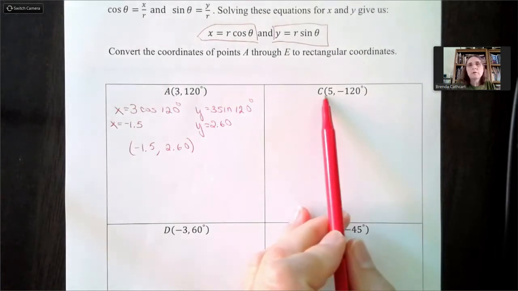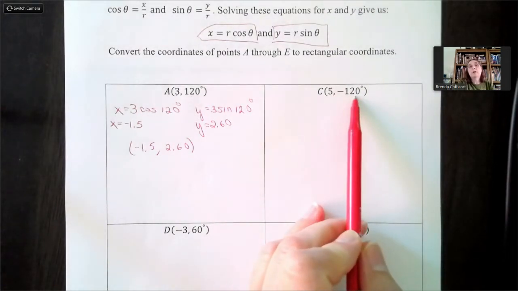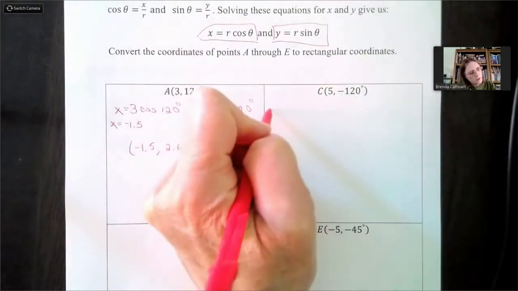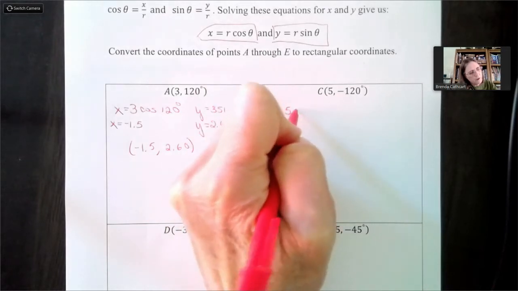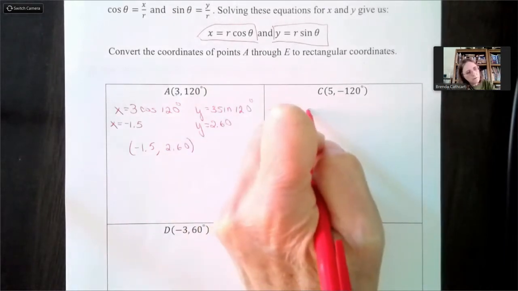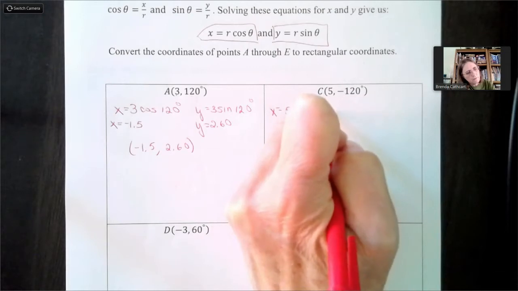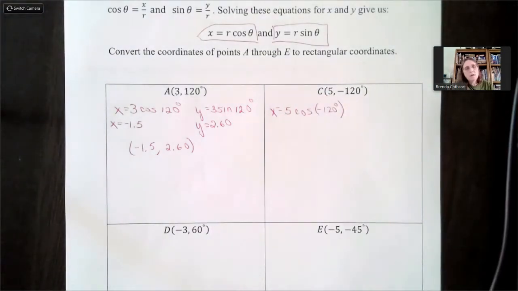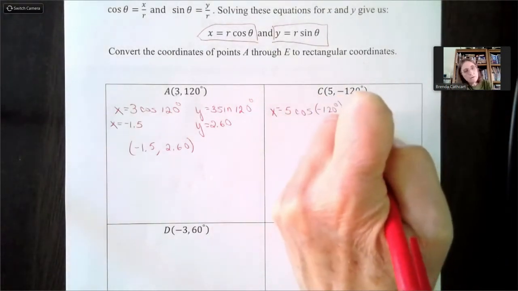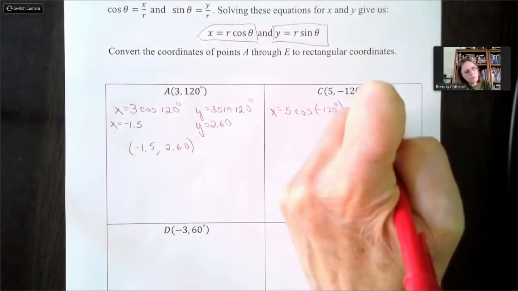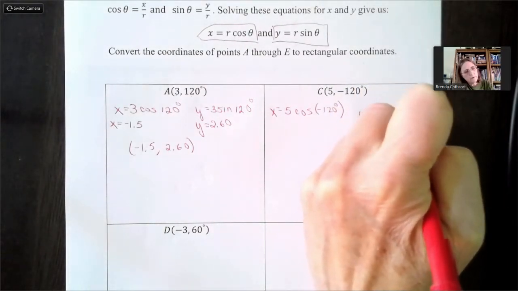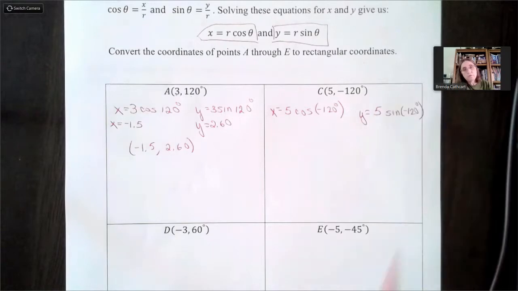Let's do our next one, radius of 5, angle of negative 120. So the x-coordinate is the radius of 5 times the cosine of negative 120. And the y-coordinate is the radius of 5 multiplied by the sine of negative 120 degrees. Okay, so let's do those.